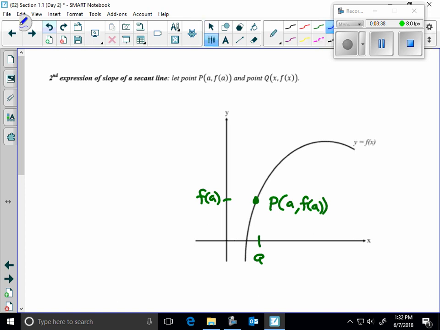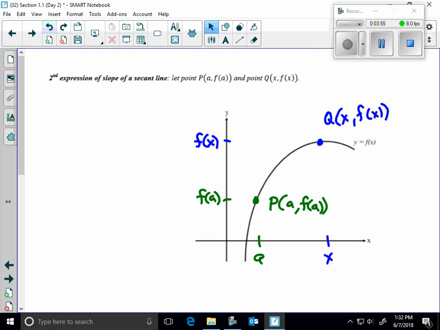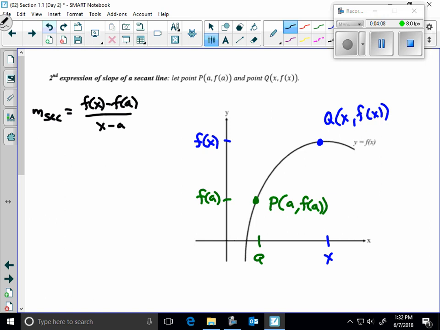You won't see it probably this chapter, but later on in limits, and then for sure in derivatives as well. And then this point Q, which is located at x comma f of x. Then the difference quotient will be formed yet again in a different way, well, the same way with a different form. So we would have f of x minus f of a over x minus a. Now we can't simplify that yet, but we'll have some situations later on where we can.